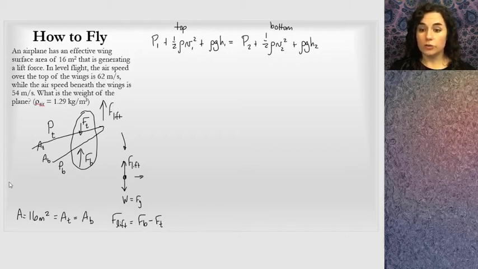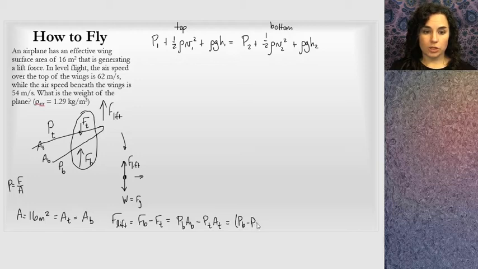According to pressure, remember pressure equals force over area. If I solve that equation for force, I would get pressure times area. So I would get the pressure on the bottom times the area on the bottom minus the pressure on top times the area on the top. We said those two areas were equal to one another. And so I'm going to say the pressure on the bottom minus the pressure on the top times the area will equal that lift force, which will equal the weight of the plane.